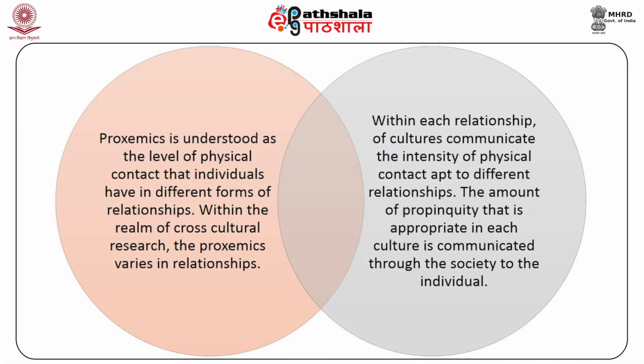Next comes proxemics. Proxemics is understood as the level of physical contact that individuals have in different forms of relationship. Within the realm of cross-cultural research, proxemics varies in relationship. Within each relationship, cultures communicate the intensity of physical contact apt to different relationships. The amount of propinquity that is appropriate in each culture is communicated through the society to the individual.